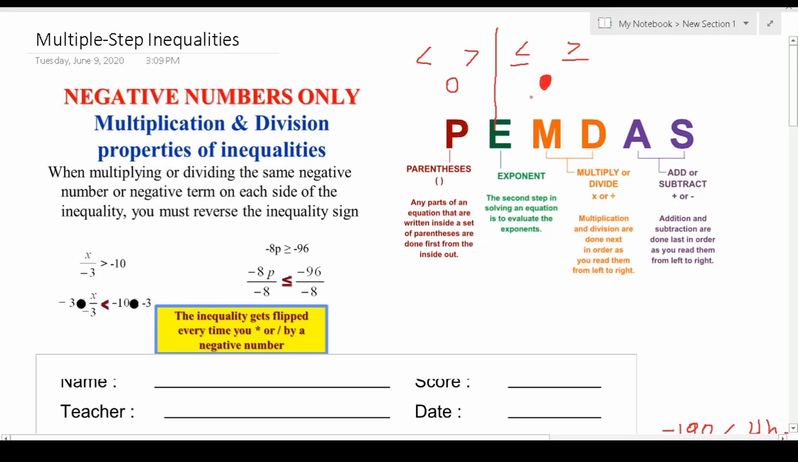Similarly, another difference is that inequalities have some rules regarding multiplication and division when you have negative numbers. That is, when you divide or multiply across the inequality sign by a negative number, that's going to prompt you to change the direction of the inequality sign.